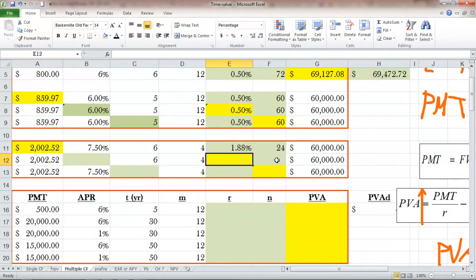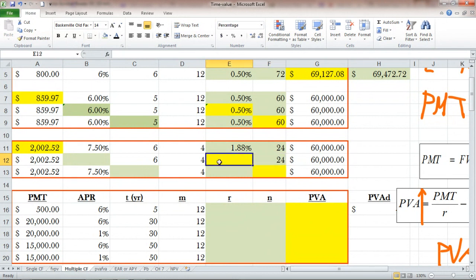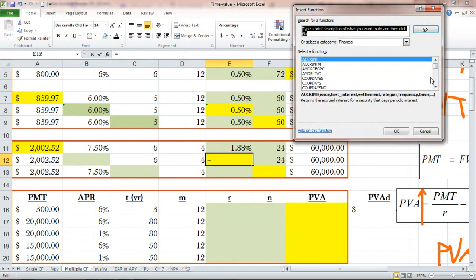Then, if that's the case, let's say we found $2,002.52. But let's say we know the monthly payment, and we know the time to maturity. Then what should be the rate? So we use the rate function, right? We use the rate function. There you go.